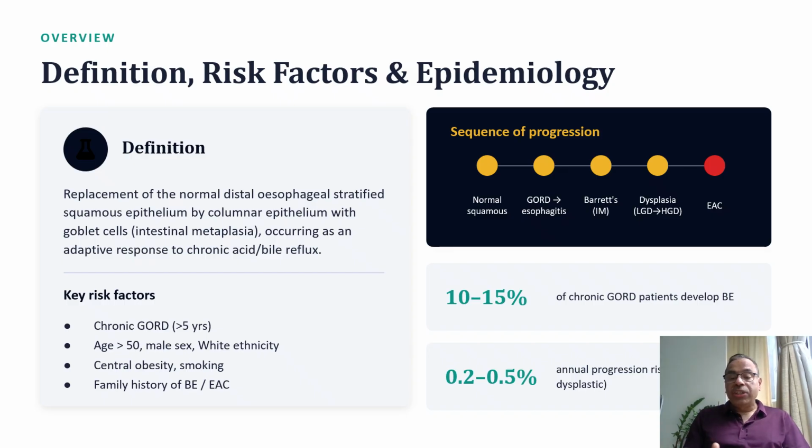That means dysplastic features start to appear in the Barrett's esophagus columnar epithelium. It can start as low grade dysplasia and then over a period of years go on to develop high grade dysplasia. And when a patient on histology shows high grade dysplasia, then these patients are at risk of subsequently developing esophageal adenocarcinoma, or EAC for short. We have already seen that 10 to 15% of chronic GERD patients are at risk of development of Barrett's esophagus, and the annual progression to esophageal adenocarcinoma is at the rate of 0.2 to 0.5% per year.